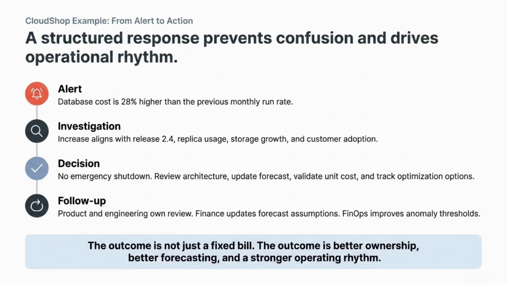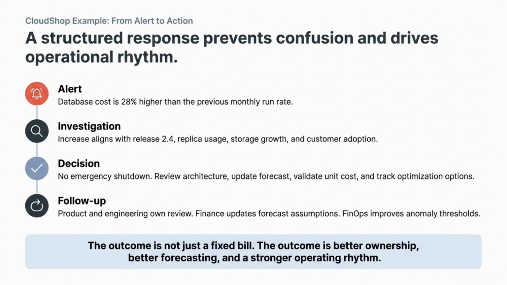In the CloudShop example, the alert says database cost is 28% higher than the previous monthly run rate. The team confirms that the data is fresh and the scope is correct. Then they investigate the drivers. The investigation shows that the increase aligns with Release 2.4, replica usage, storage growth, and customer adoption. That means an emergency shutdown would be risky and possibly wrong. Instead, the team chooses a more balanced decision: review architecture, update forecast assumptions, validate unit cost, and track optimization options.